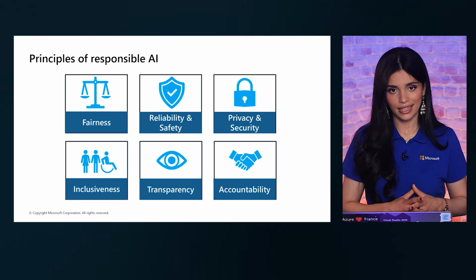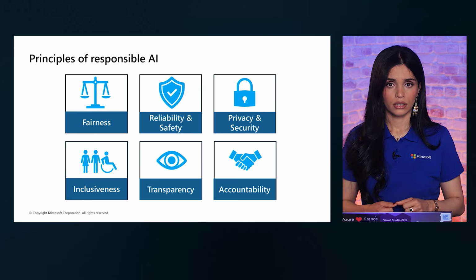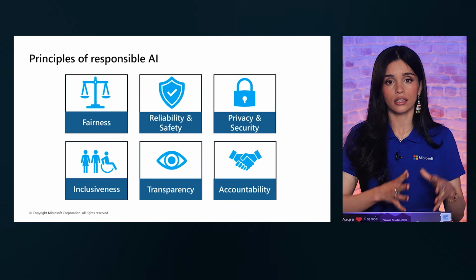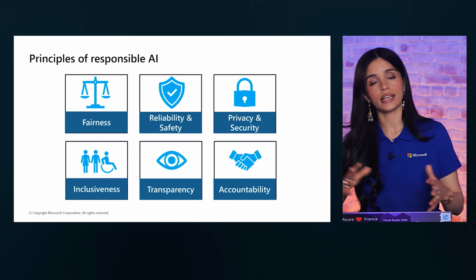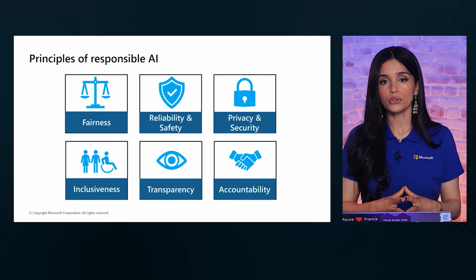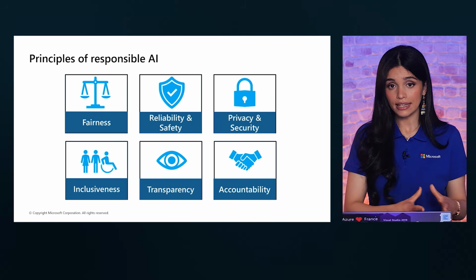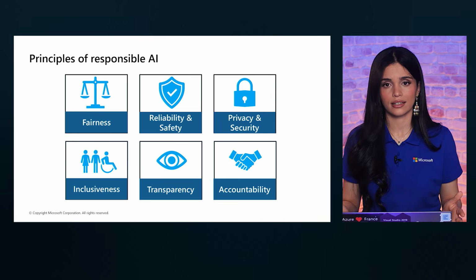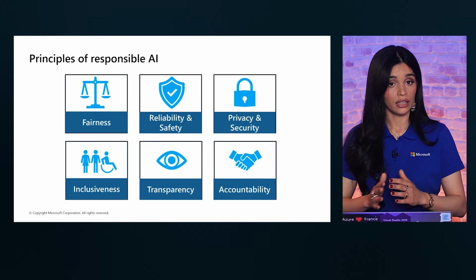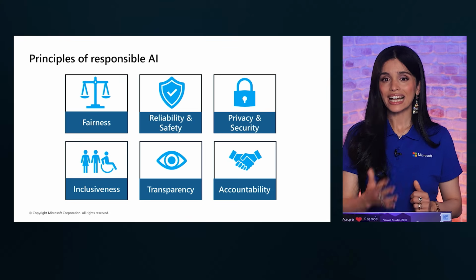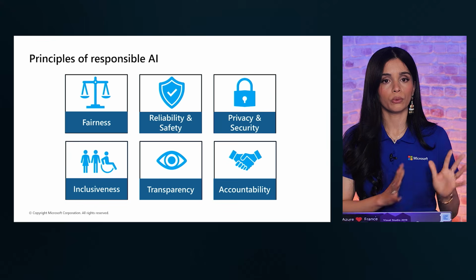Next, reliability and safety. This means systems you can depend on. AI should work consistently, and when something unexpected happens, it should fail safely. Think about AI used to assist doctors by analyzing medical information. If the system isn't confident, it shouldn't guess. It should clearly signal uncertainty and let humans decide. Reliable AI knows its limits, and safety always comes first.